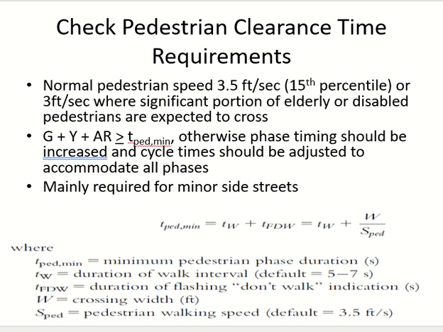So 41 upon 3.5. This is already in feet per second, so no need for conversion here. This will give you the time required by the pedestrian to cross the north-south direction. For the east-west direction, I'll take 5 lanes, each lane 12 feet. 12 by 5, 60, plus 5 feet of median, 65. So then I will take 65 upon 3.5. Clear?